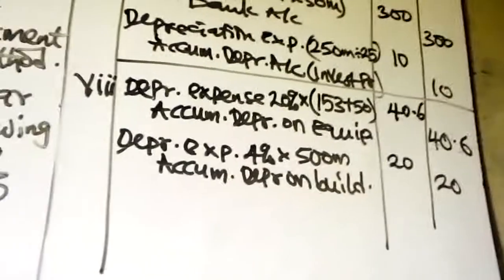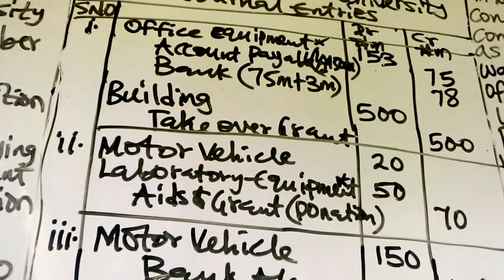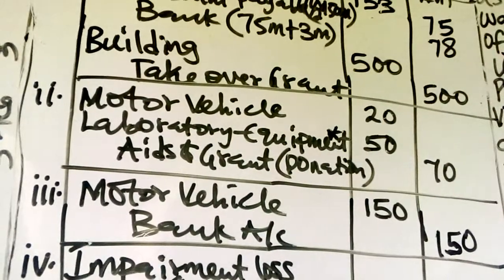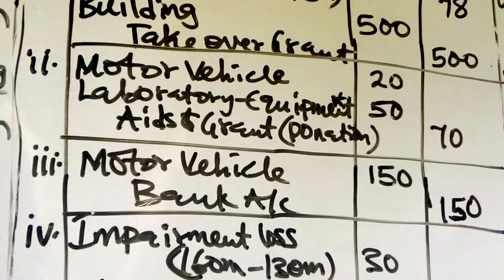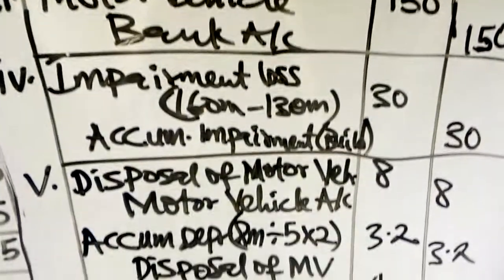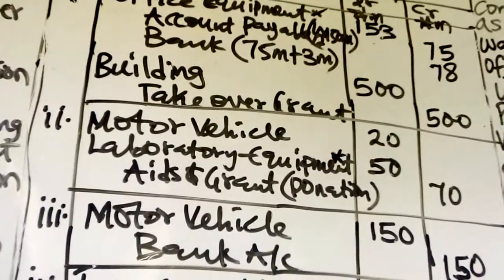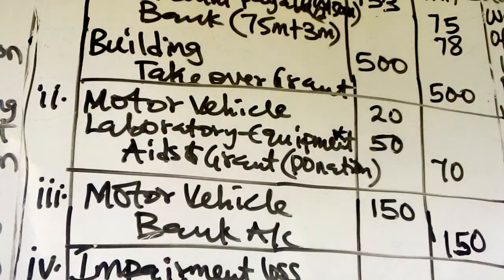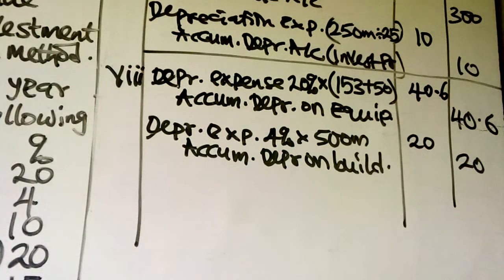That has been recorded. Then any other additional asset? Let's go through the journal. Note 1 is on office equipment and building, which has been taken care of. In note 2, we have motor vehicles. There is an additional motor vehicle in note 2, 20 million. Then in note 3 also, we have additional motor vehicles of 150 million. 20 million plus 150 million will give us 170 million. Note 4 is impairment. Note 5 is disposal. Note 6 is disposal. And note 7 is investment property. So we only have two motor vehicle additions, note 2 and note 3, 20 million plus 150 million. Now, let's depreciate it. Depreciation on motor vehicle.